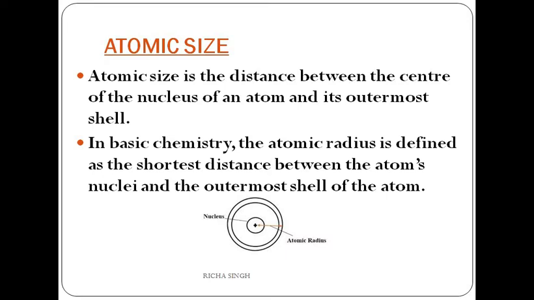Atomic size is specific for each atom. And what is actually the atomic size? It is the distance from the center of the nucleus of an atom to the outermost shell. Okay, and atomic radius can also be defined as the shortest distance between the atom's nucleus and the outermost shell. In the picture you can see what actually the atomic radius is.